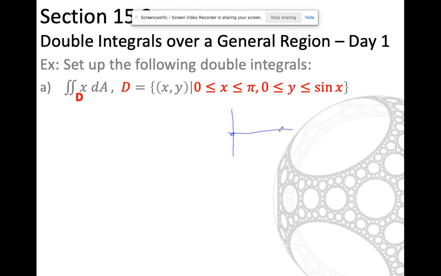Well, if x is going from 0 to pi, and y is less than or equal to sine x, isn't it just that? That's a terrible drawing, by the way. So what am I going to do from here? You could do either one. Why not do vertical?